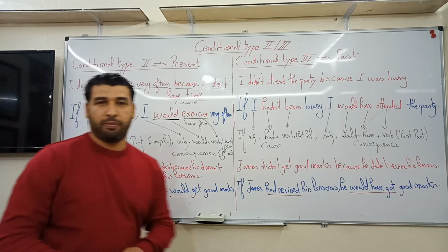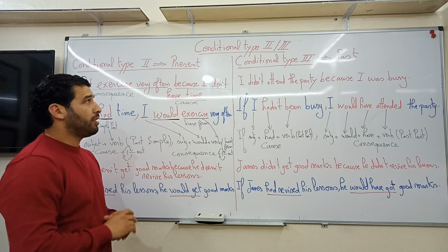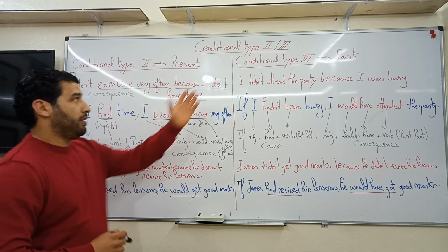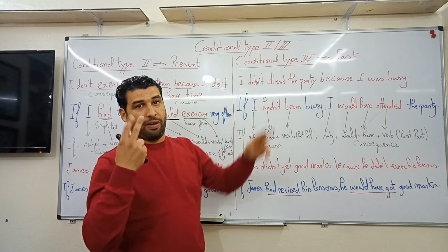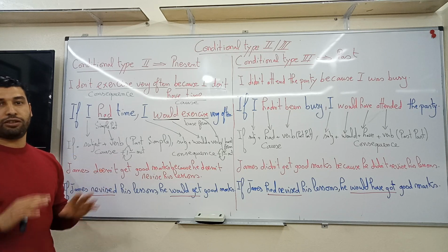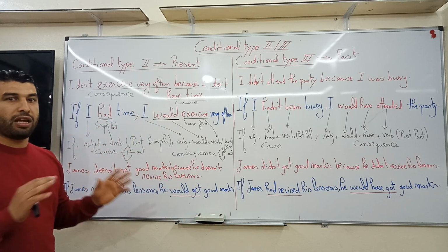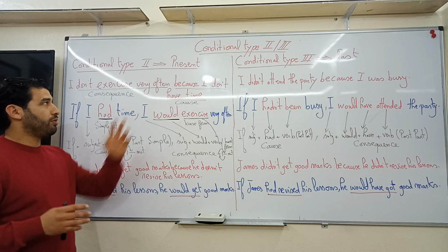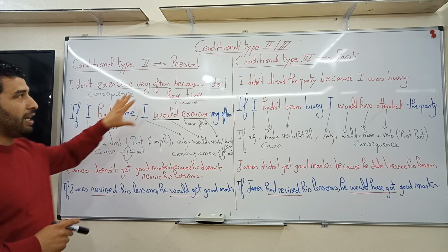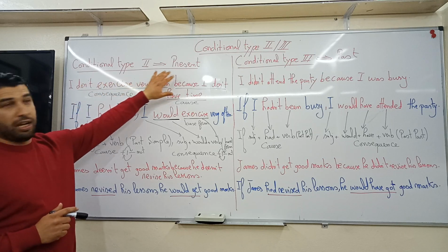Today's lesson is about an important topic for the baccalaureate exam: conditional type 2 and type 3. So we have two types. Today we are going to deal with both and see together how to distinguish between them, and when to use type 2 and when to use type 3. We start with type 2, which is mainly about the present.